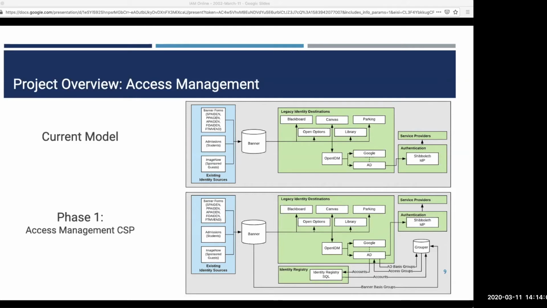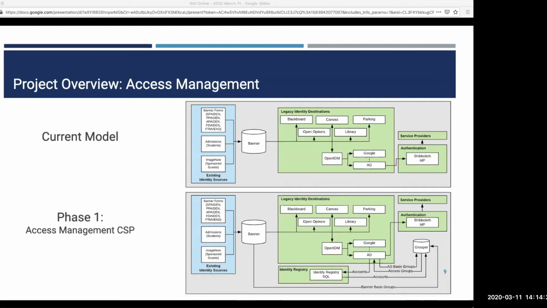Currently, like I said, we have everyone in Banner provisioning to, and then eventually getting into Active Directory. So we'll have this new central identity registry that will be very beneficial in the future to getting people out of Banner. So that was a big accomplishment to also get done in this CSP timeline.